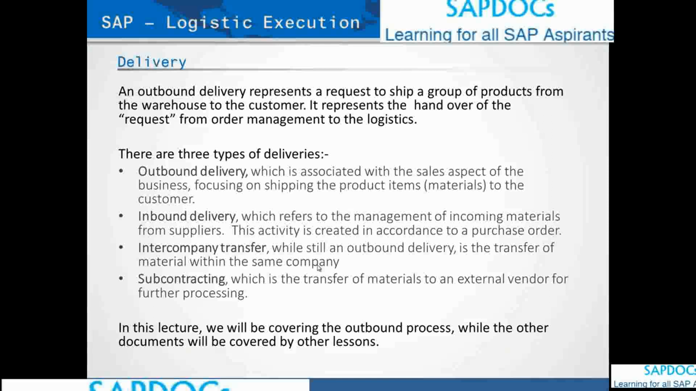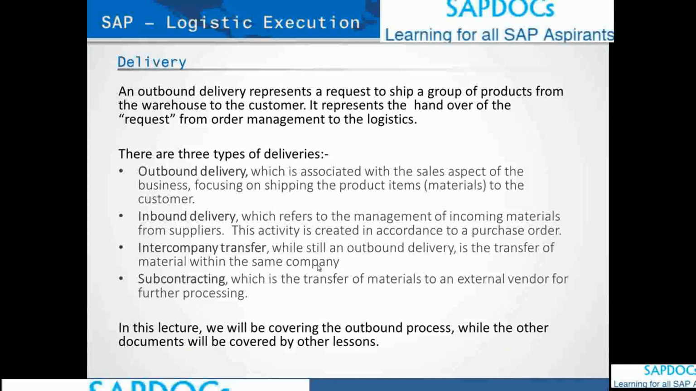We have the intercompany transfer. It's technically still an outbound delivery, but it transfers materials from one plant to another that's in the same company. Note here I say company rather than company code or legal entity. You might have a situation where you're transferring from the company in Germany, let's say Coca-Cola Germany, to Coca-Cola France. They're legally separate entities, but they belong to the same parent. And in that way, this is really the same company.